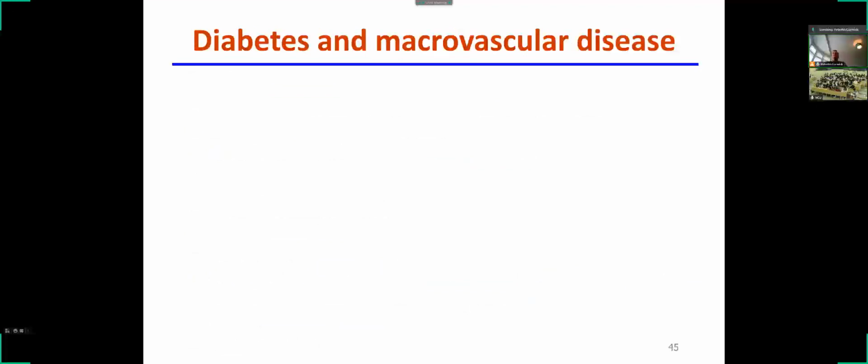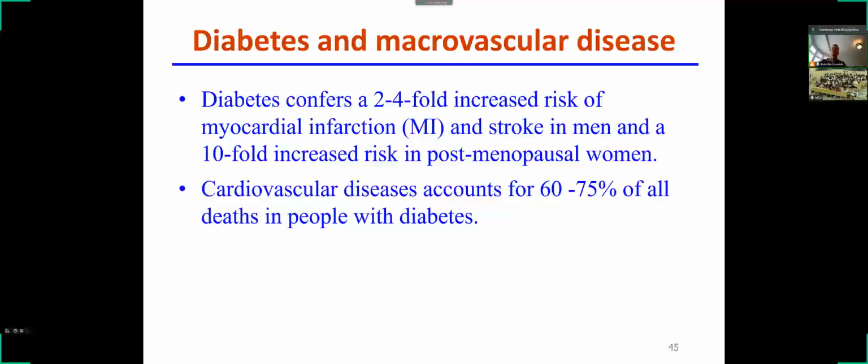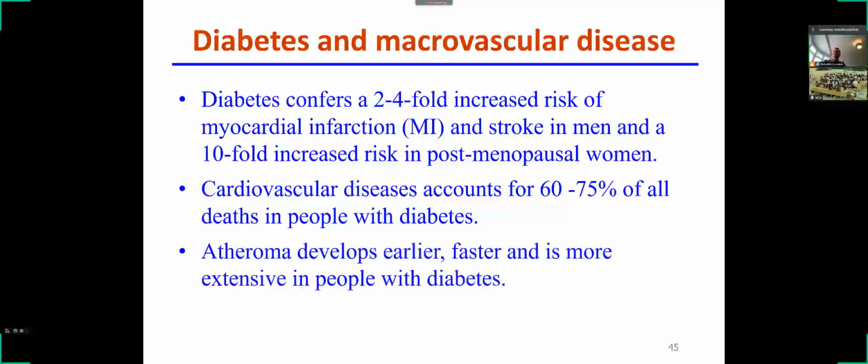So what about this macrovascular disease? This is, again, one of the other major financial burdens to the healthcare system, and that is that diabetes confers a 2 to 4-fold increase in heart attacks, myocardial infarction, and stroke in men, and a 10-fold increased risk in postmenopausal women. Cardiovascular diseases account for 60 to 70% of all deaths in people with diabetes, and atheroma develops earlier, faster, and is more extensive in people with diabetes.